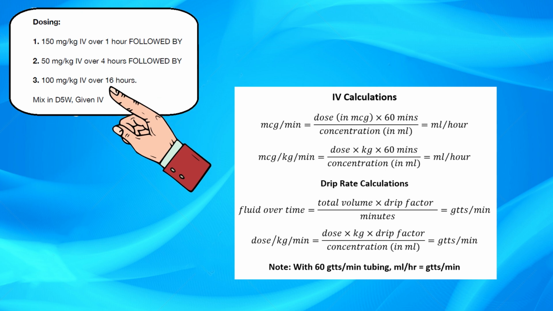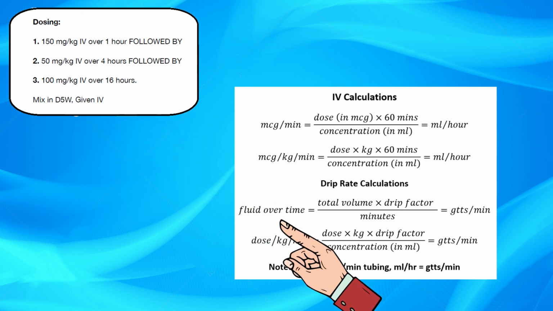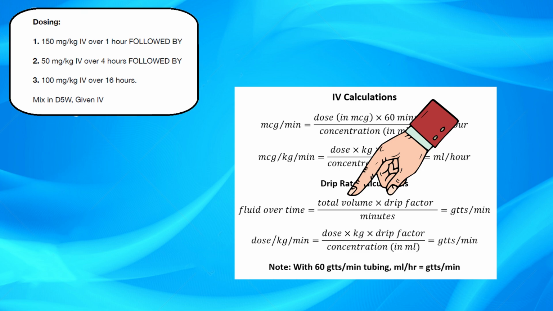Since that's the case, I recognize that the correct formula to make this easy is fluid over time. With the fluid over time formula, the only complicated part is figuring out what the total volume is. I have to figure out how much volume it takes to get 150 milligrams per kilogram, and then 50 milligrams per kilogram, and then 100 milligrams per kilogram.